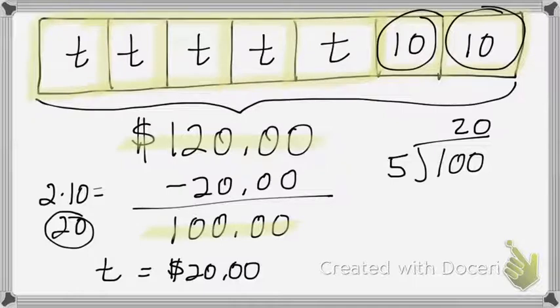We have $100. Now that $100 is represented in the 5 T's. So 5 T-shirts actually cost us $100. So we go ahead and divide that by 5. 100 divided by 5 equals 20. And so we know that T, the answer to our question, is each T-shirt. Each T-shirt costs $20.